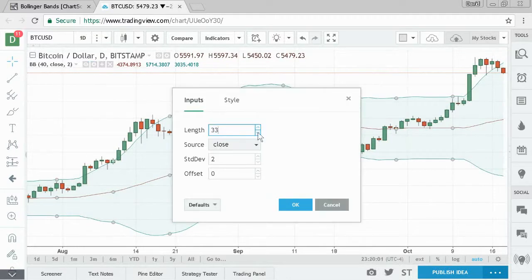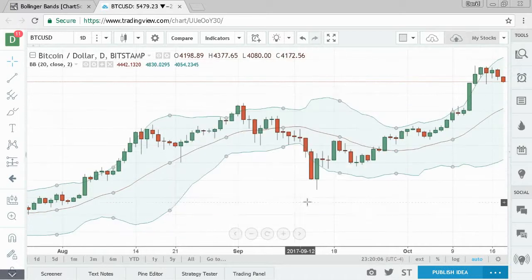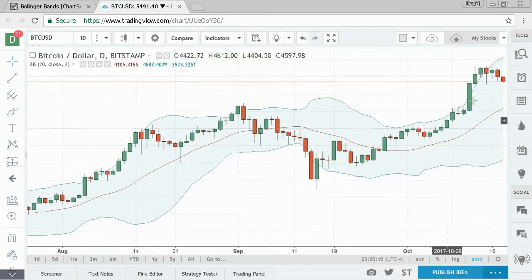The standard setting, the default setting is 20. Let's see what that looks like again, and that is here. And as you can see, it's not going to run as much necessarily, although it did okay here.